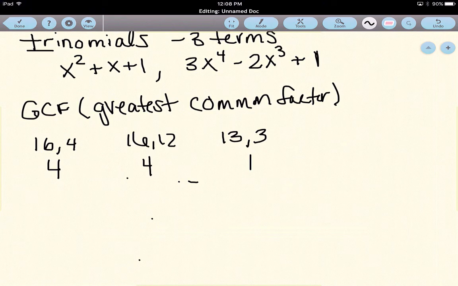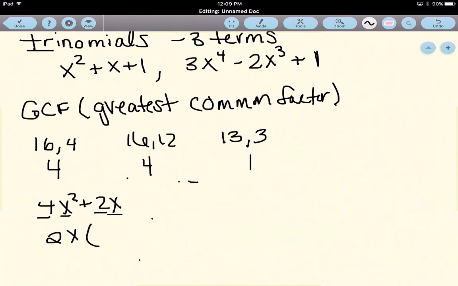You can't find a GCF of a monomial because there's only one term, so it would be the term itself. But if we take an example such as 4x squared plus 2x, we can factor out the GCF. Here, we look at the coefficients first. What's the GCF between 4 and 2? That would be 2. We can also look at our variable. Here I have an x squared and an x. So the GCF of x squared and x would be a single x.